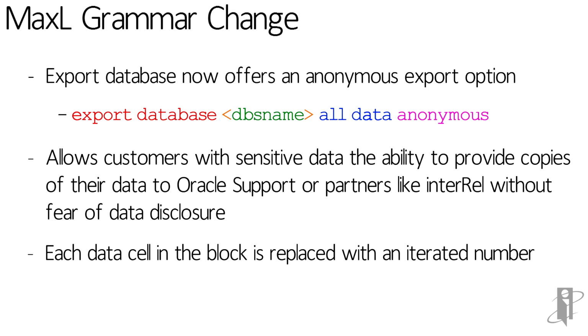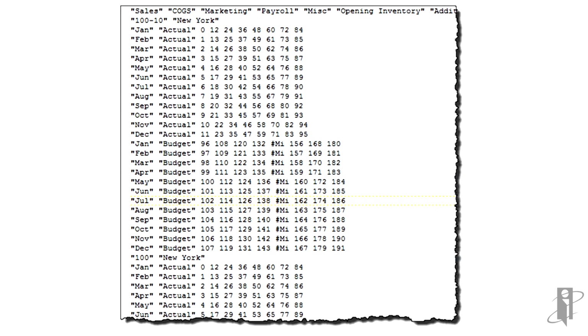Each cell in the block is replaced with an iterated number. As we see in this example, each cell in the block that had data, starting with 0, iterates until the block is full. Then the numbering system continues with the next block. Any cells that are #Missing remain #Missing. The number only overwrites cells that have data in your current application.